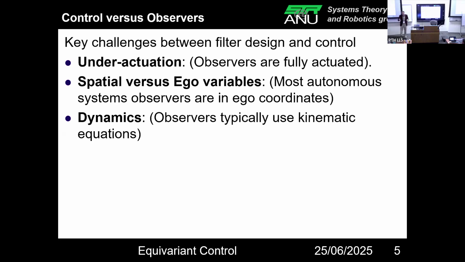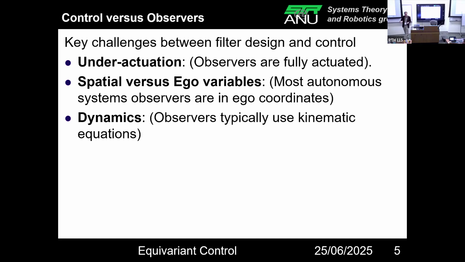Another thing, ego states and spatial states. So observers for autonomous systems, typically we're thinking about a system, an embedded agent with sensors on board it. So it's moving through the world. It has all of its sensors on board. It has proprioceptive velocity sensors. It has exteroceptive position and bearing sensors. And these sort of sensors have a particular structure, which I call an ego variable, an ego state. So you look at the world from the perspective of the robot.